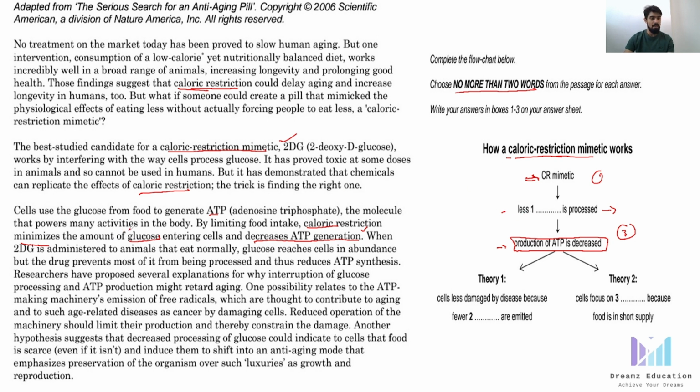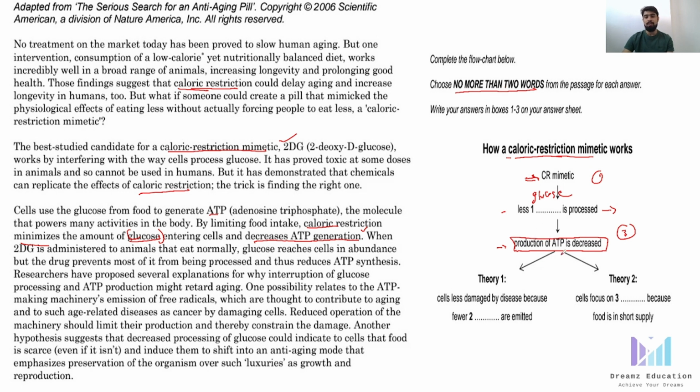What is the exact answer here? Amount of what? So amount of glucose entering the cell. Less glucose is processed. So that is my answer. Okay, so it is also within my word limit. So I have written only one. So production of ATP it is decreased.